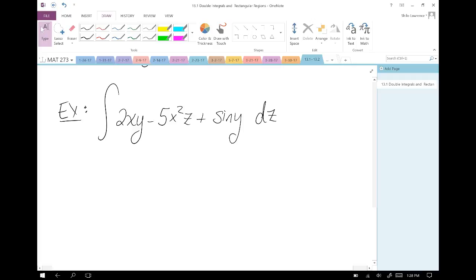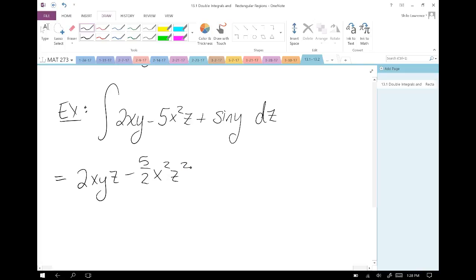The integral of 2xy minus 5x squared z plus the sine of y dz. The middle term is going to be 5/2 x squared z squared. We're doing antiderivatives. The first term has no z's, so it's a constant. Its derivative would be 0. For the antiderivative, you throw a z on it. So this is 2xyz. And then the minus 5/2 x squared z squared.